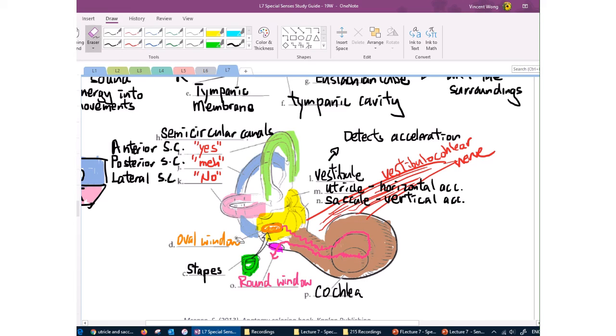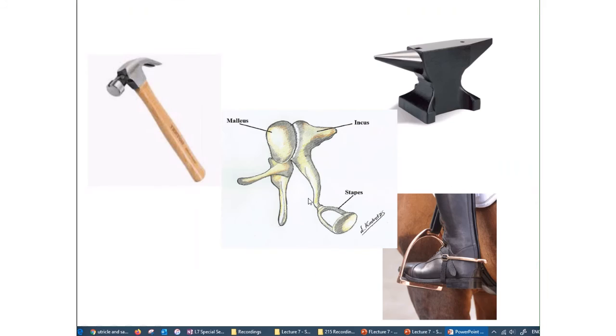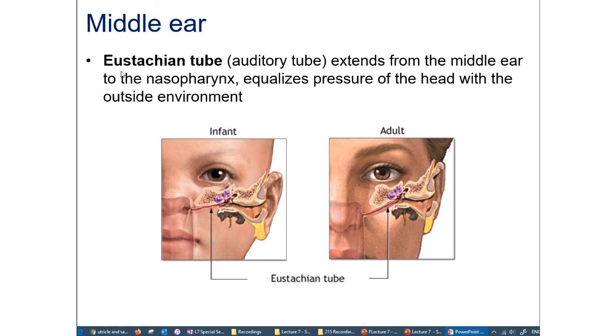Okay, so there is your inner ear and all the structures associated with it. So that's pretty much it for the ear. Everything else in the PowerPoint slides is basically what we've talked about, and it's pretty self-explanatory, so you can go ahead and read that.